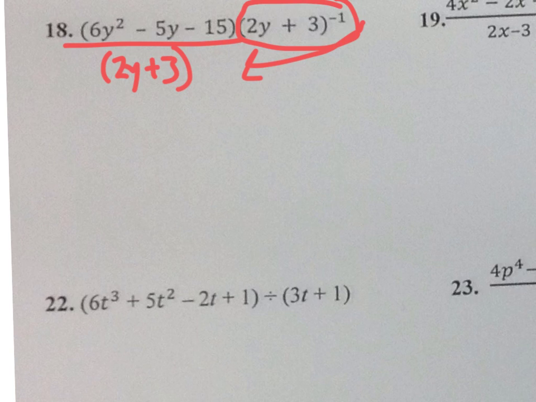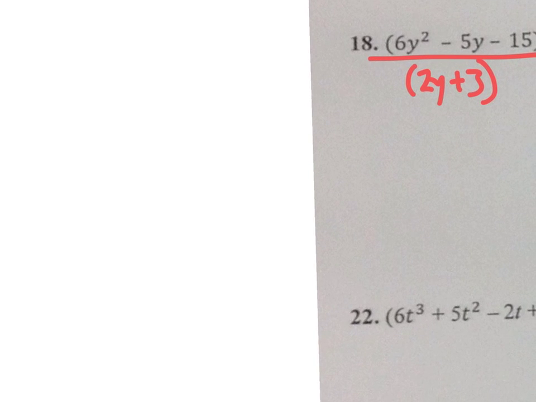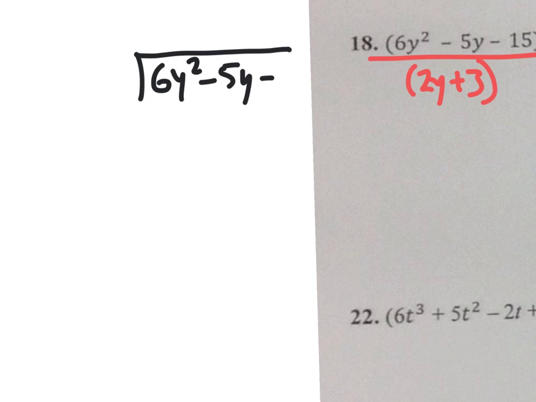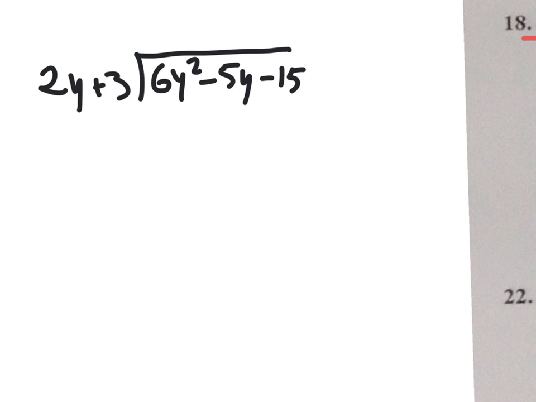So now we're going to set up that division problem with long division. Okay, so when you do long division, make sure that every exponent is represented and it's in order from highest exponent down to smallest. So you have 6y squared, you have minus 5y, you have minus 15. And it's divided by, you're going to put the 2y plus 3 on the outside.